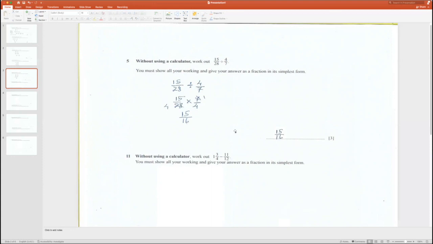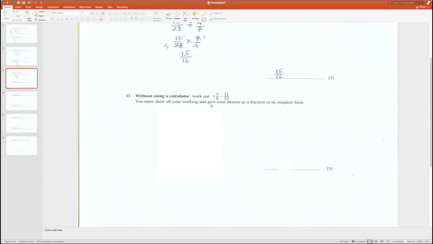See, every year this question is coming and they are giving 3 marks or 4 marks for this sum. Without using a calculator, work out.